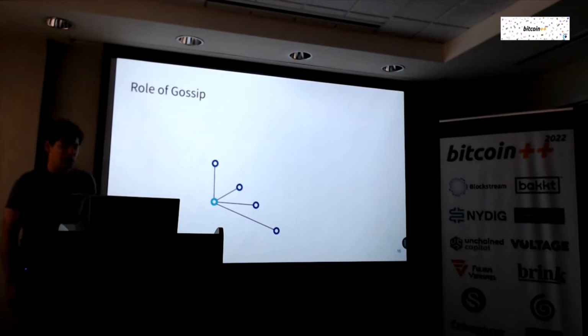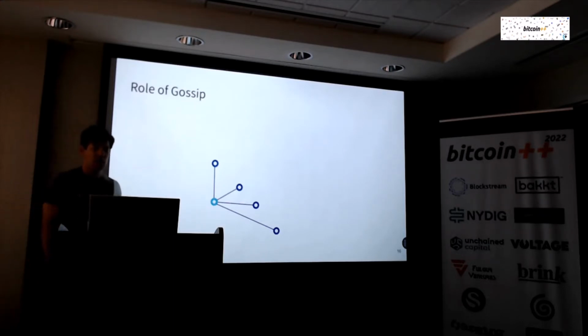So just kind of backing up and starting from a high level now, what's generally the role of gossip in the network? Well, it's kind of just like in real life. Gossip is secondhand information that you share about peers whom you're not directly communicating with, right?